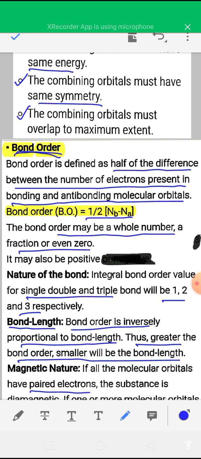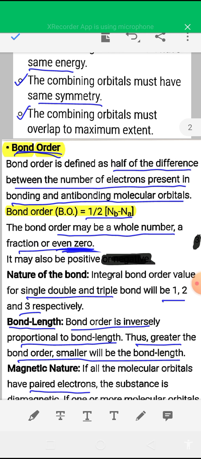Zero bond order means there is no bond, the molecule does not exist. If the bond order is 0, then the molecule does not exist. If bond order is 1, then a single covalent bond is present in the molecule. If bond order is 2, then a double covalent bond is present, and if bond order is 3, then a triple covalent bond is present. And the higher the value of bond order, the lesser will be the bond length. That is, bond order and bond length are inversely proportional.